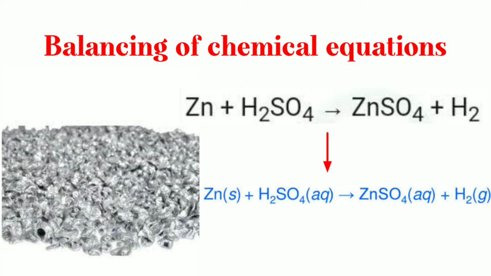+ H2(g). This equation is more informative because it tells us physical states of various substances involved in it. It tells us the zinc is in the solid state, sulfuric acid is in the form of an aqueous solution, zinc sulfate is also an aqueous solution, but hydrogen is in gaseous state. In some cases, an insoluble product called precipitate is formed by the reaction between solutions of reactants or a solution and a gas. Since the insoluble product or precipitate is a solid substance, its physical state is indicated in the equation by the symbol S.